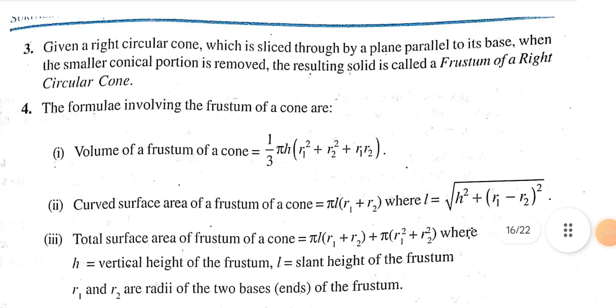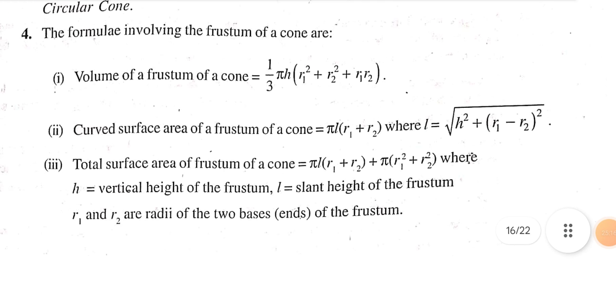3. Given a right circular cone which is sliced through by a plane parallel to its base, when the smaller conical portion is removed, the resulting solid is called a frustum of a right circular cone. The formulas involving the frustum of a cone are: 1. Volume of a frustum of a cone is equal to 1 by 3 pi h (r1 square plus r2 square plus r1 r2).